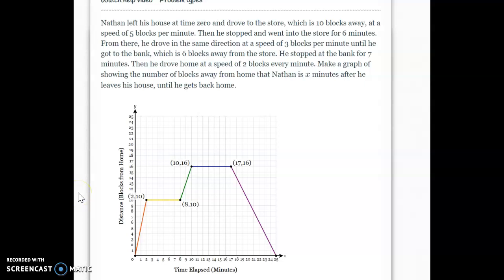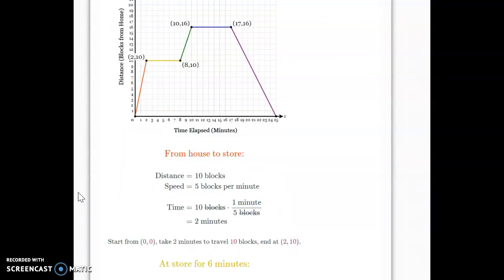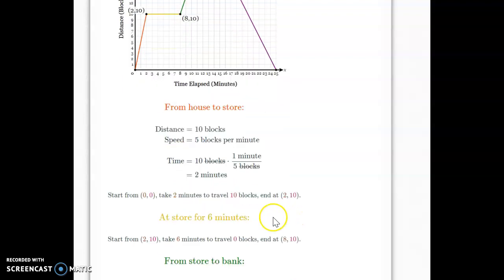We can also look at the feedback that Delta Math produces. They used in the feedback also how to find this given distance and speed. So from the house to the store, which was our orange, distance was 10 blocks, speed was 5 blocks per minute. So it would have taken 2 minutes to go 10 blocks. Okay, leading us from 0, 0, take 2 minutes to travel 10 blocks, ended at 2, 10.